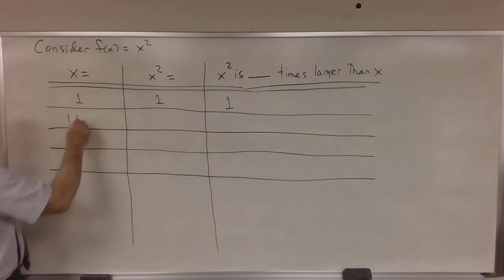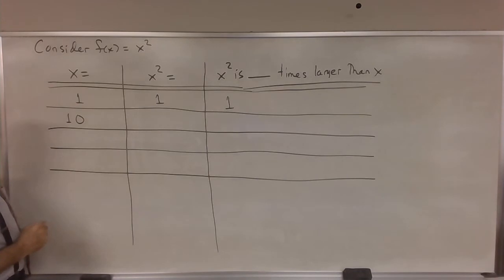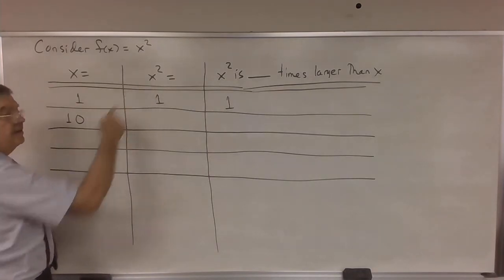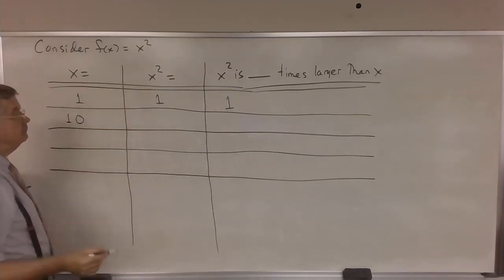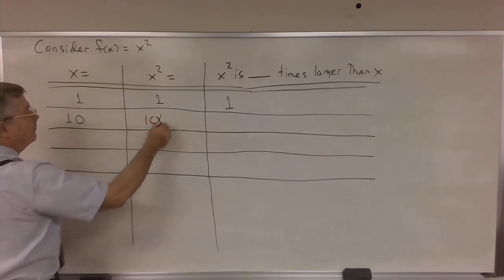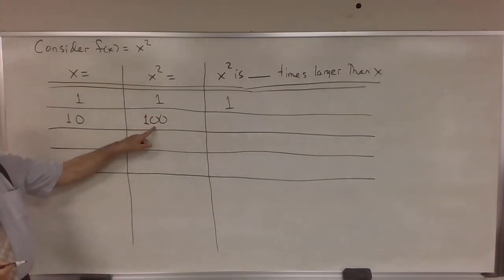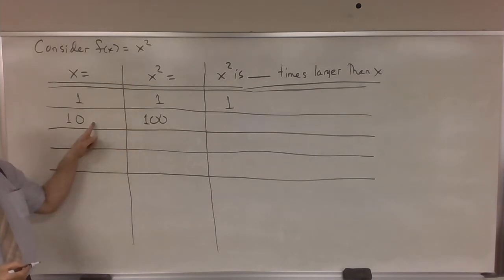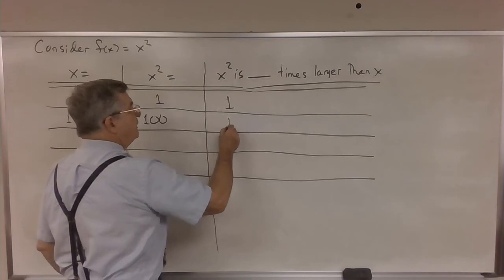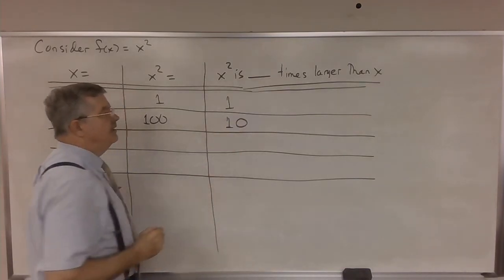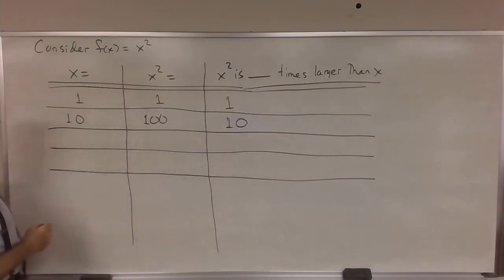Now suppose that x is 10. X squared is going to be what? 100? And so x squared is how many times larger than 10? 10 times, right? So x squared is 10 times larger than x.